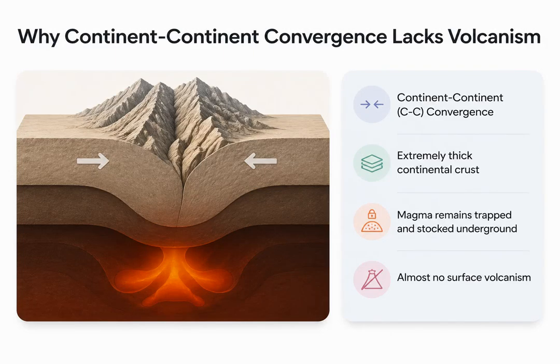But what happens when two continental plates collide? Interestingly, volcanism is almost entirely absent in continent-continent convergence. The reason comes down to the sheer thickness of the continental crust in these collision zones. Even if magma is generated deep below, the crust is simply too thick for it to break through. Instead, the magma remains trapped and stocked deep within the crust, slowly cooling underground rather than erupting.